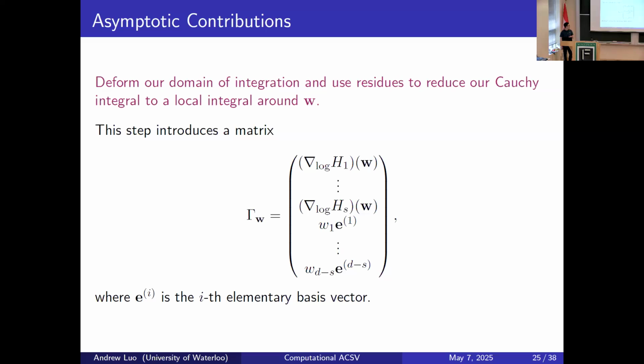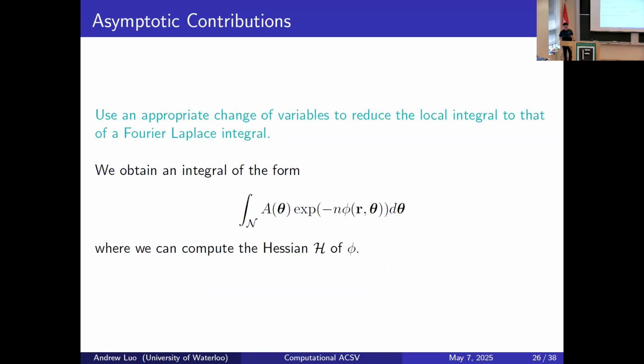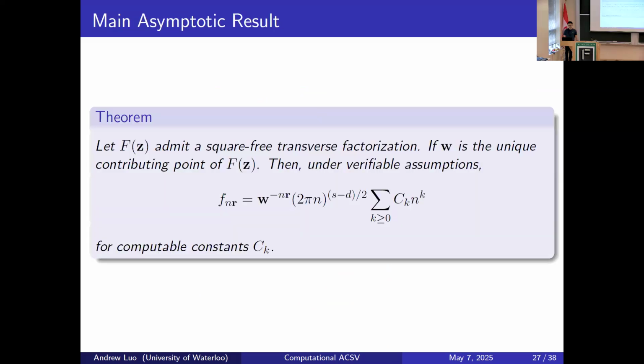So one is this log normal matrix. And then the second comes from when you turn it into this Fourier-Laplace integral, you end up with this function in the exponent, which you need to compute the Hessian of. It turns out to be extremely annoying, but still doable. And then once you put everything together, you get the following. This is the main theorem for transverse multiple points, which lets you basically get the asymptotics.